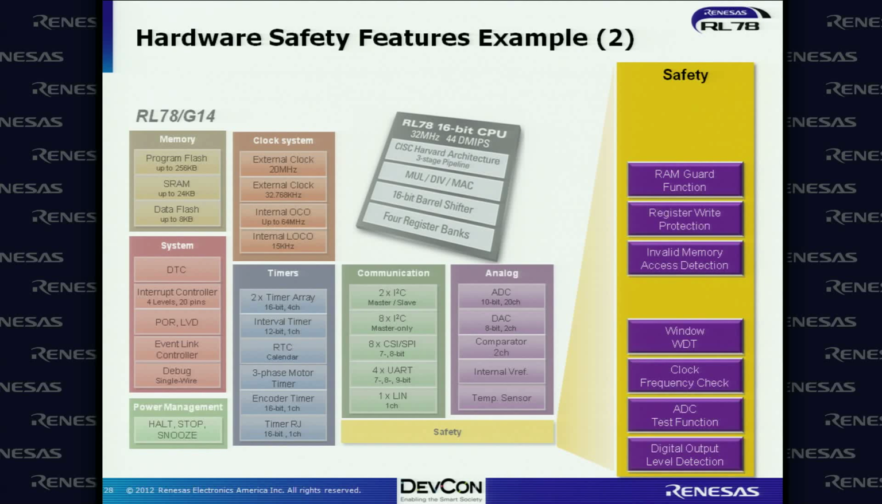What we have is, again, a lot of stuff that I would consider more standard, right? RAM guard, which is sort of write protection, register write protection, invalid memory access detection, window watchdog timer, clock frequency check, and so on. In this device, what we are incorporating is actually a CRC that can be operated in two different modes, as a standard CRC or as a memory CRC, which is a higher speed CRC computation.